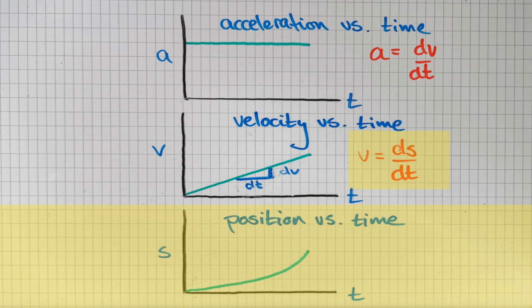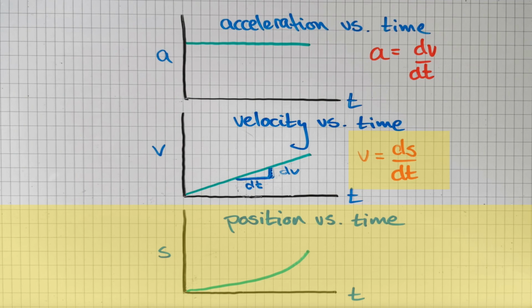So, if we look at our velocity-time plot, we see velocity is not constant. It's constantly increasing with a constant acceleration. So, velocity versus time is a straight line with a positive gradient. And because the velocity increases over time, that means the slope of the position-time graph must increase.